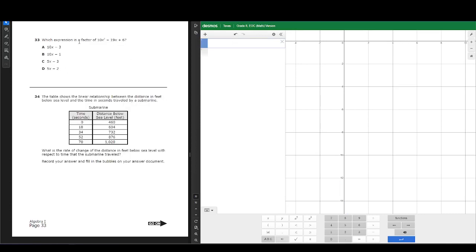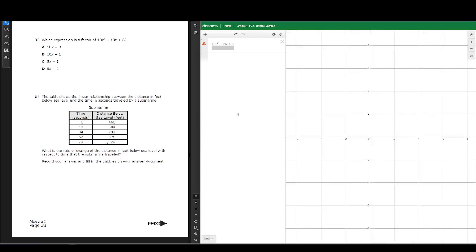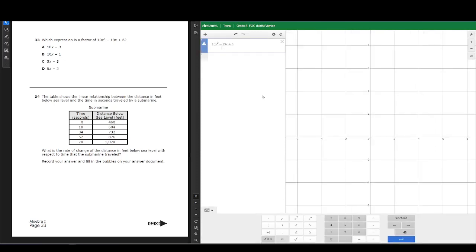A rare case. Which expression is a factor of that? To know what a factor is means it divides evenly into that polynomial. So I'm going to make a division and put 10x squared minus 19x plus 6. And then to know if it divides evenly, we need to come up with a straight line. If this is a linear factor, then the other linear factor is a straight line as well. So 10x minus 3. You'll notice that it's not a line.